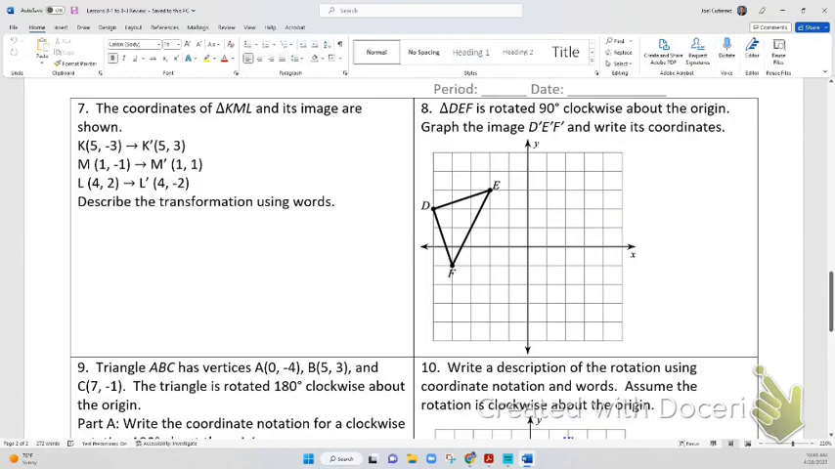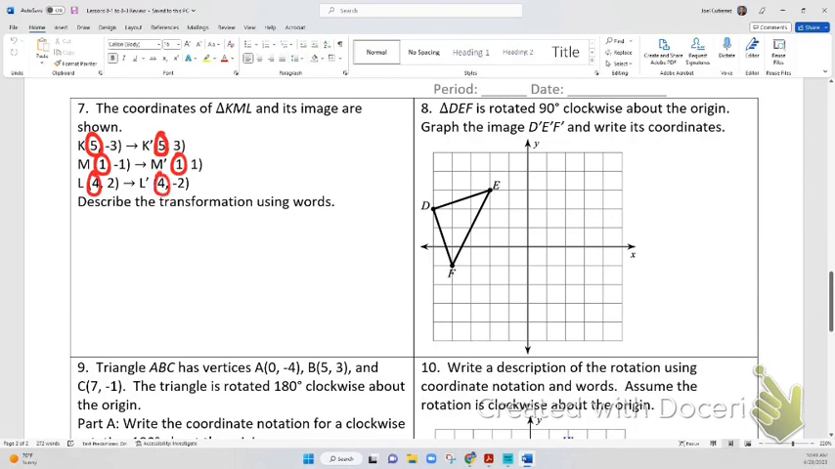All right, for number 7, it says the coordinate points of triangle KML and its image are shown. They want us to describe the transformation in words, okay? So look, if you look at your x's, this is your x, this is your x. The x stays the same. The only thing that changes is the y's. It went from negative 3 to a positive 3. If you notice your M and M prime, the 1's, which is your x value, stay the same. If you notice on L, your 4's are the same.